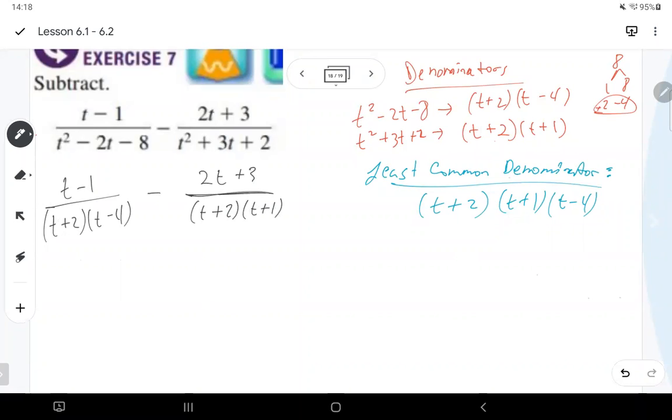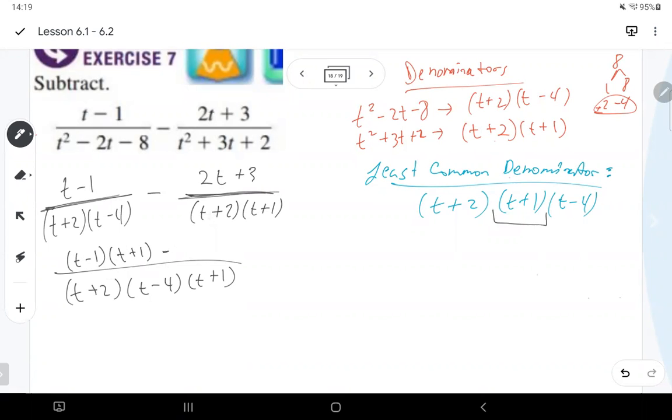Okay, so we know each piece is going to need part of the new LCD. So the new LCD is 2t, t plus 2, t minus 4, t plus 1. That's what the new one is. Okay, so for the first piece, you had a t plus 2 and a t minus 4. So the part that's missing is the t plus 1. So we'll do t minus 1 and t plus 1.